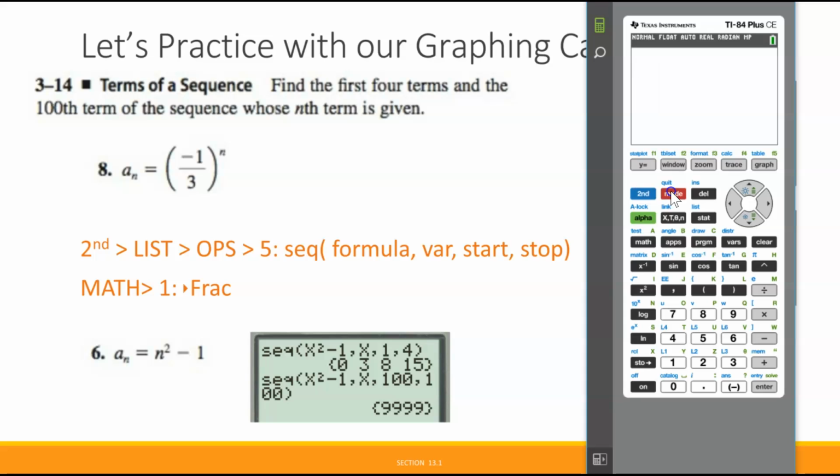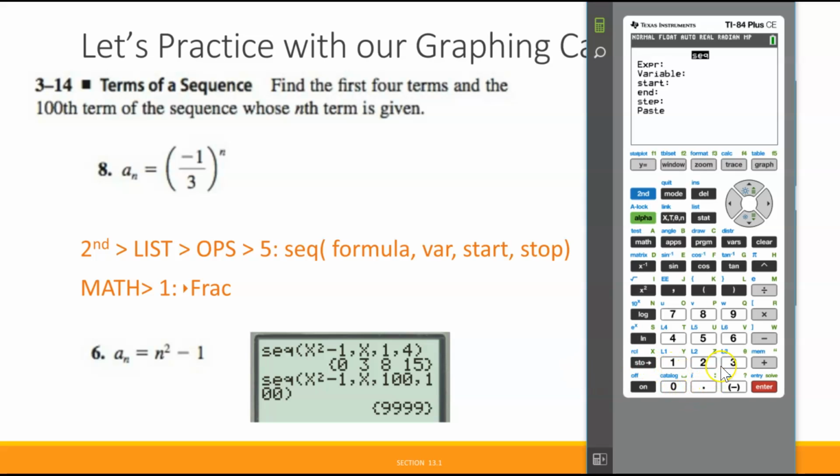From the home screen, we're going to go second list. We're going to go over to operations, and under operations you can see sequence, which is option number 5. You can either down arrow or you can directly hit the 5, and then that would take you to that sequence command. The formula goes here.